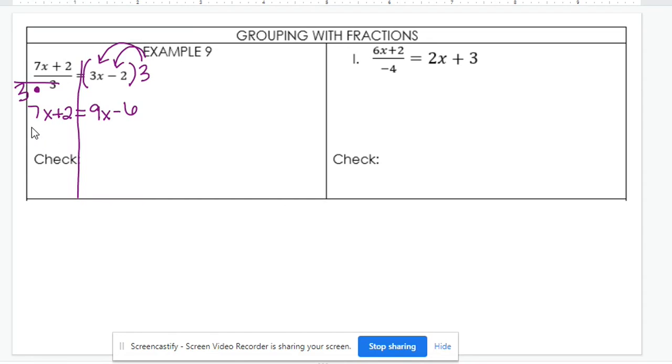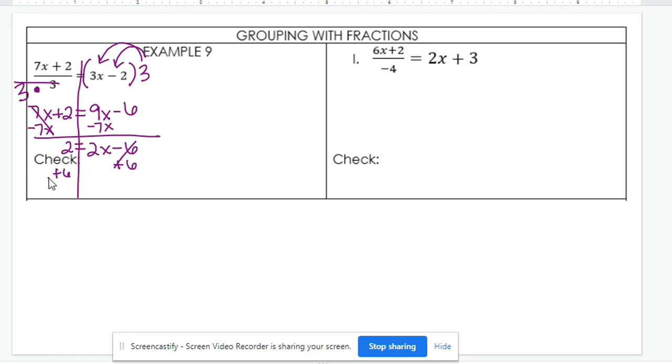Step 3, do we have variables on both sides? Yes. So we want to move the smaller one, which is 7x. So we're going to subtract 7x from both sides. 7x minus 7x cancels. We're left with 2 equals 9x minus 7x is 2x. And bring down the minus 6. Do we have constants on both sides? Yes. Move the one that's with the variable. So we're going to move this minus 6 by adding 6.